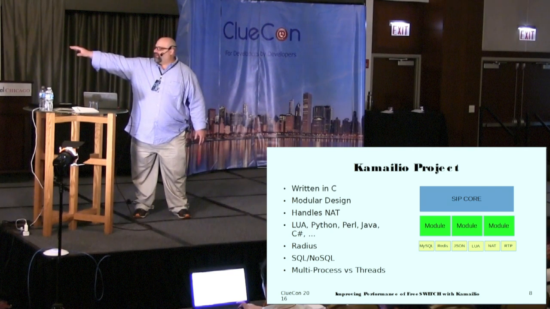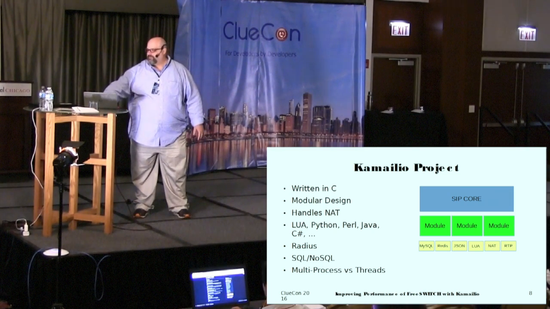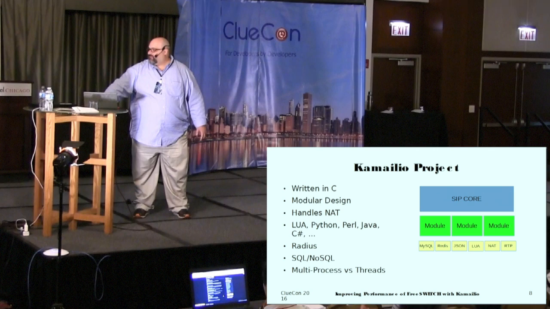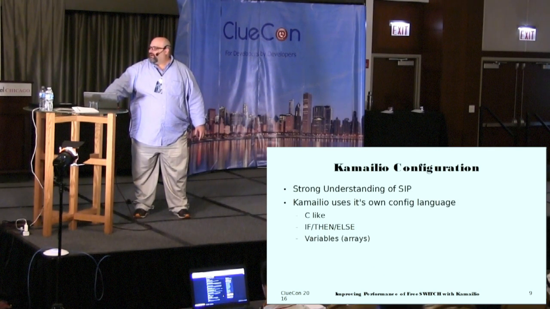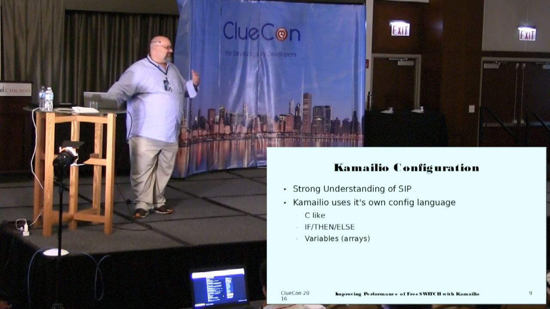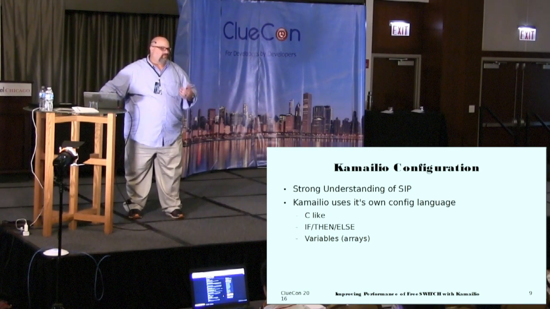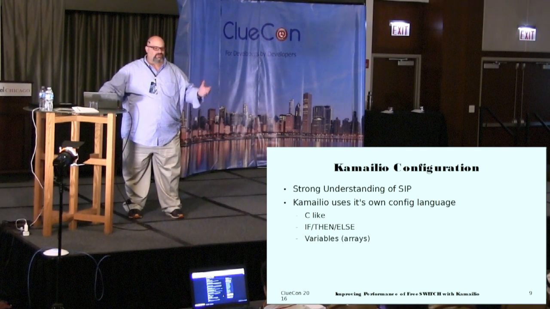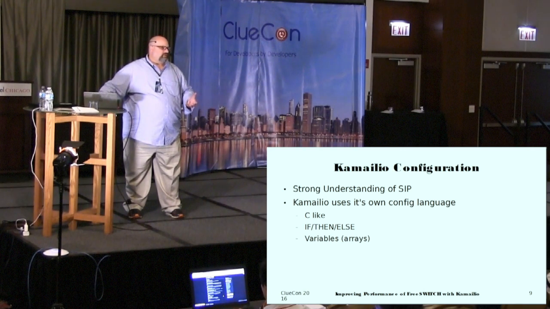So at its core is a SIP core engine. Then we have modules, and modules let you connect through to pretty much anything you would want. There's new modules coming all the time. We use one main configuration file. You need a strong understanding of SIP. It uses its own type of configuration language. It looks like C. It uses if, then, else type statements. So if you're familiar with those, the configuration file will already make sense. But the big thing where most people get confused looking at a configuration file is SIP.